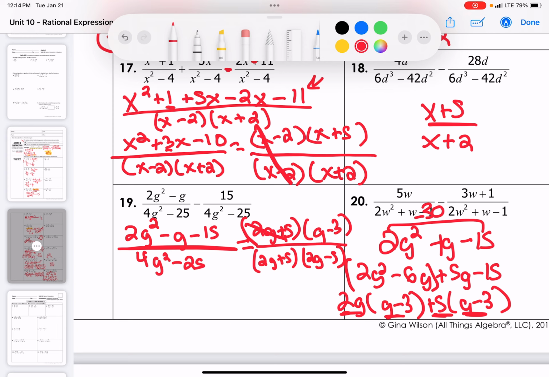All right, so the 2g plus 5's cancel. And I'm left with, looks like, g minus 3 over 2g minus 5. And that is my answer.